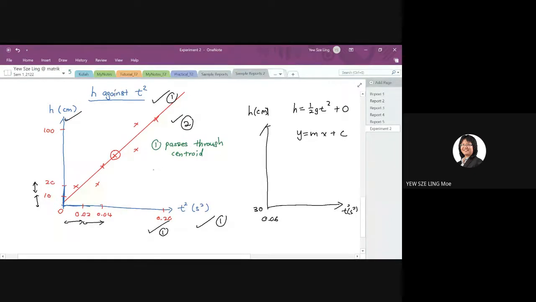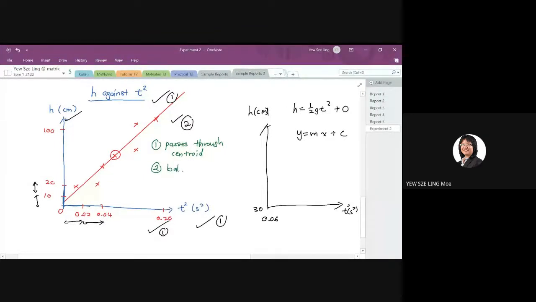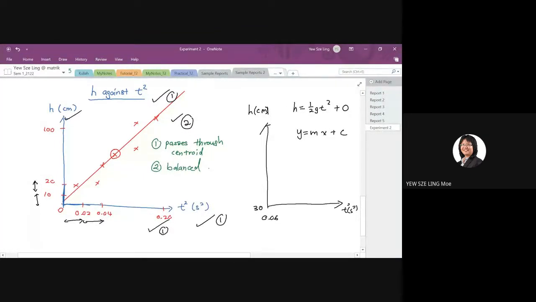The second rule is that the graph must be balanced. Now, what does it mean by balance? If you look at my graph, my best fit line passes through 2 points. Let's call the points 1, 2, 3, 4, 5, and 6. My best fit line passes through point number 3 and point number 6.